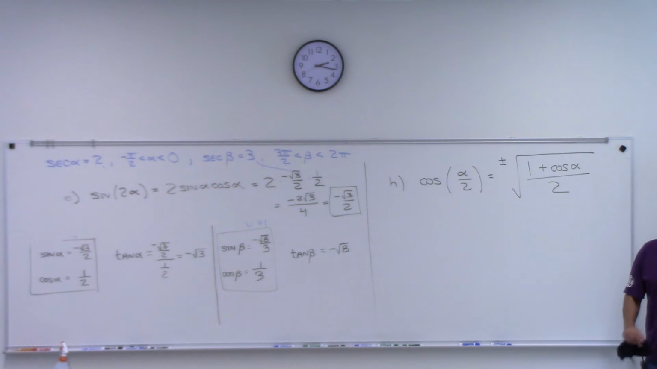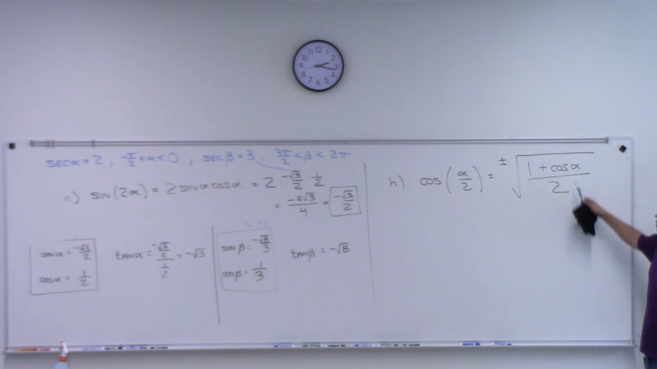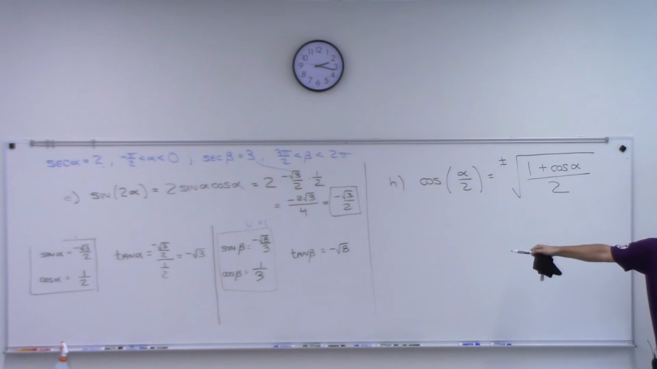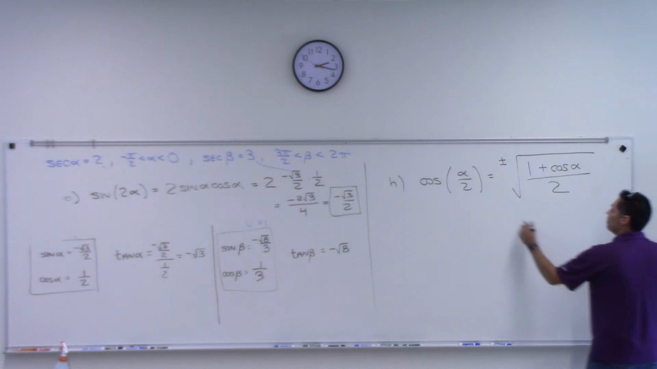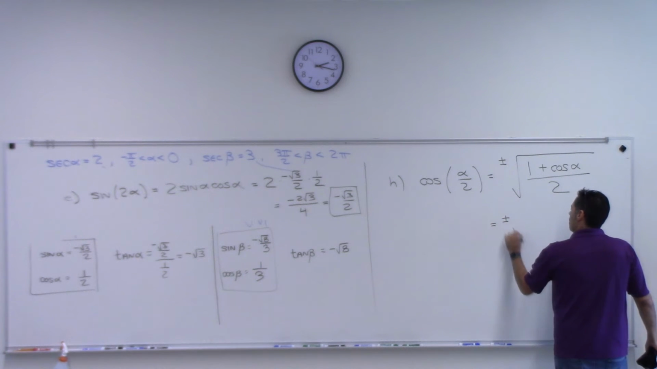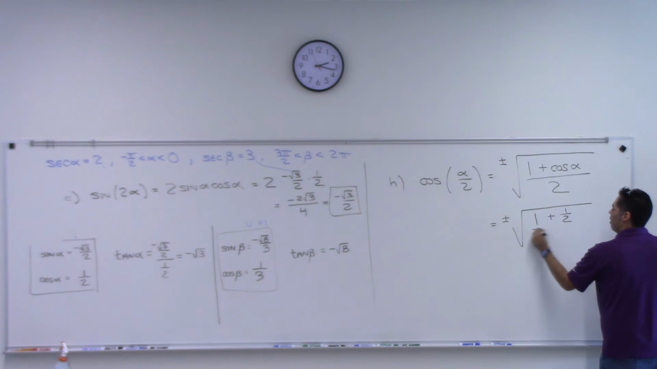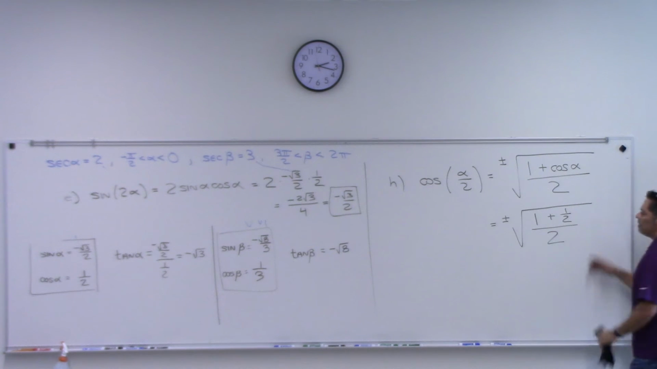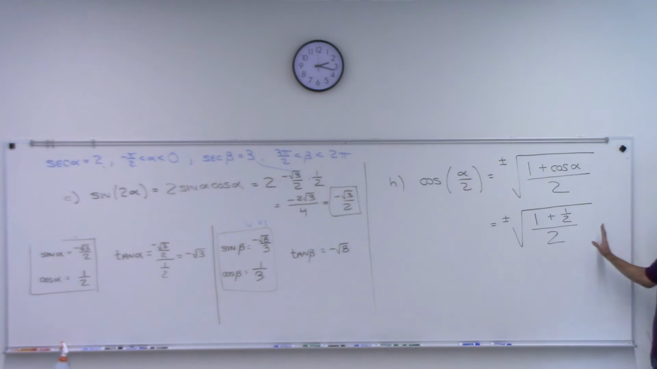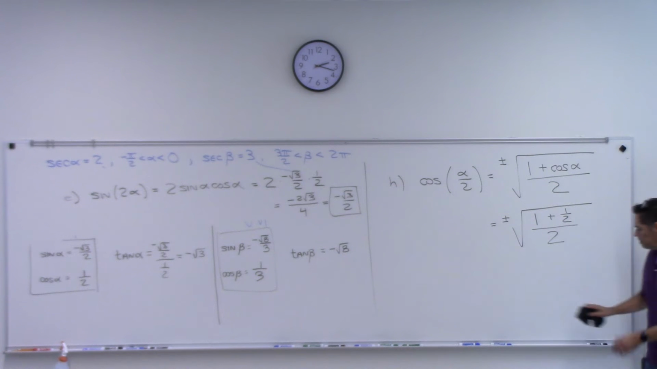That's just the definition off your formula sheet. Do we know what cosine of alpha is? Yeah, it's a half, right? Well, that's nice. Square root of 1 plus a half all over 2. I will accept that on the test, even though that's not hard to do, right? Put those together, whatever. That's not the important thing for me here. The important thing for me here is whether or not this is plus or minus. So which one is it and why?